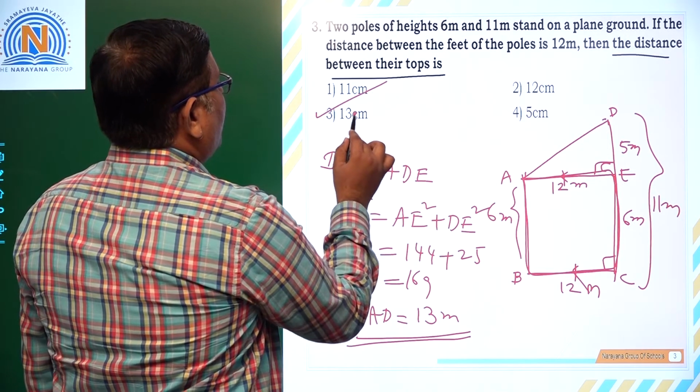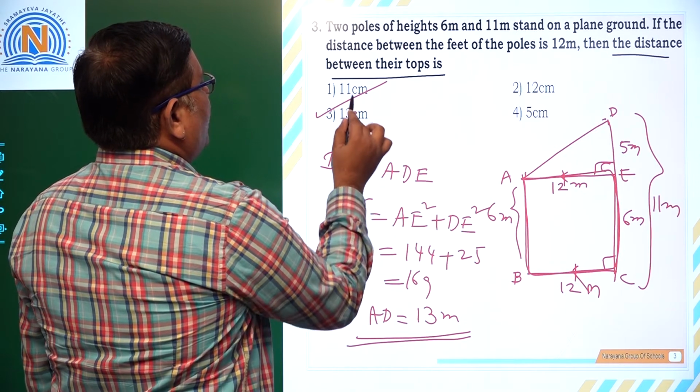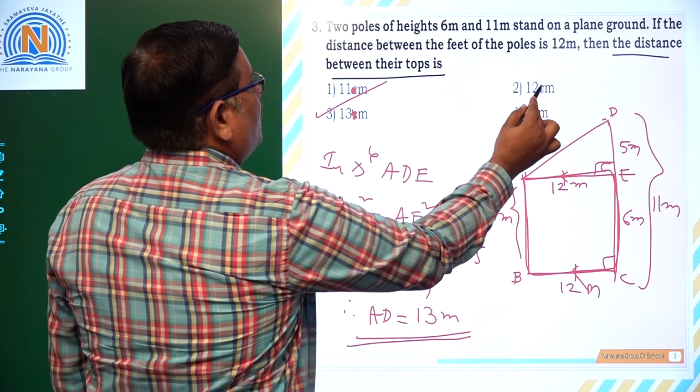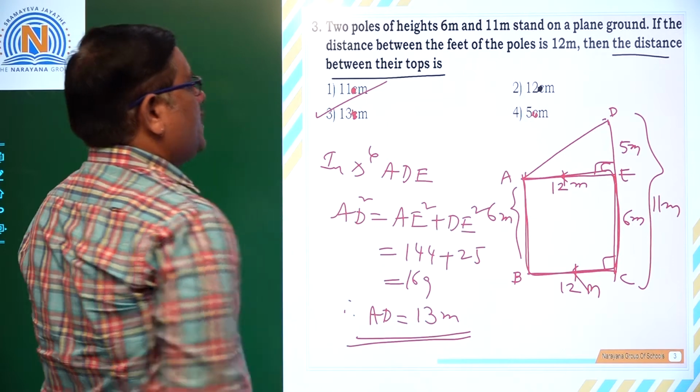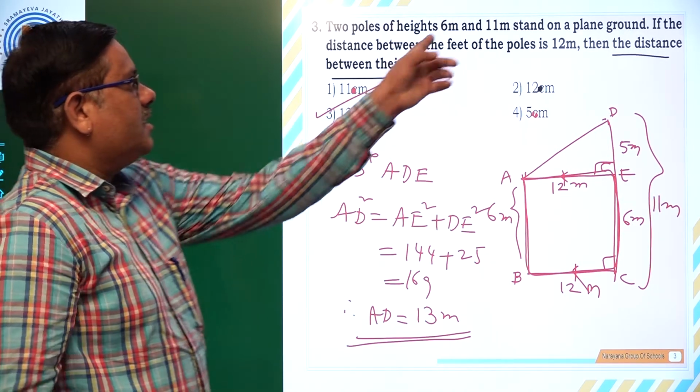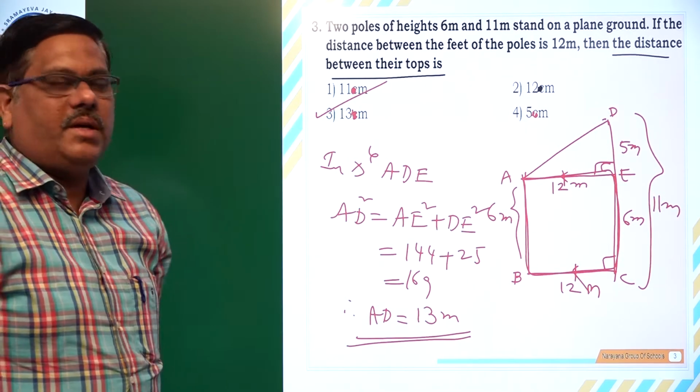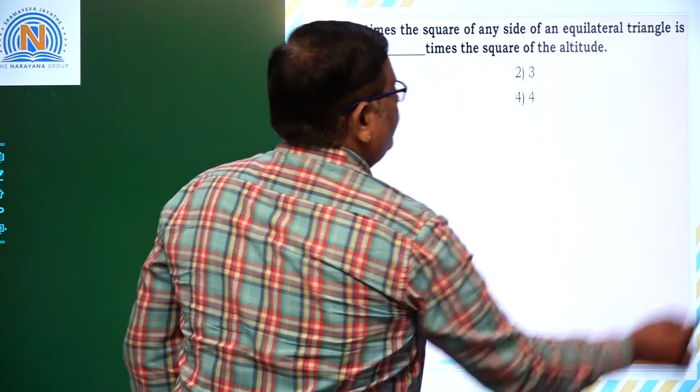Here, of course, we have to take meters, because it is not centimeters, it is meters. Meters is the right thing to take because the data is given in meters, so the answer must be in meters. Now, let us see the next question.